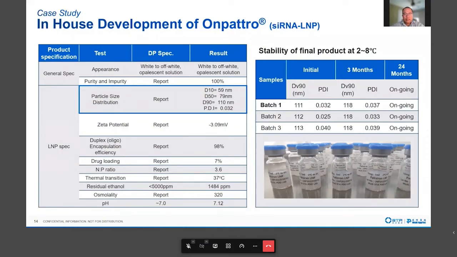We also conduct the stability study for our product. Storage condition for Onpattro is 2 to 8 degrees C. At 3 months, the particle size is very consistent with the initial data. The long-term stability study is still ongoing.